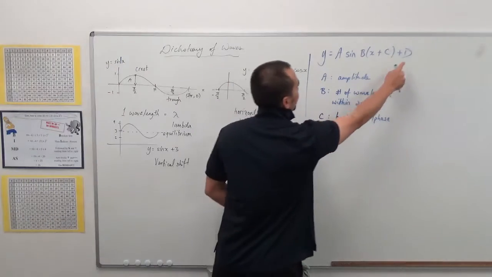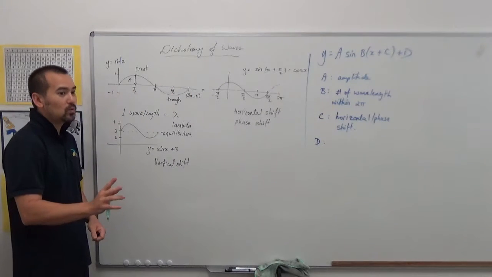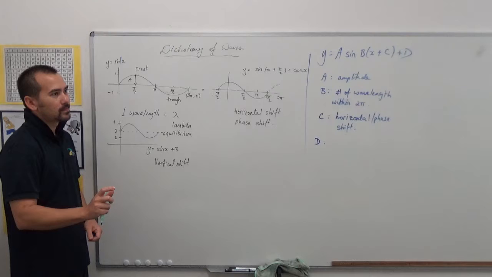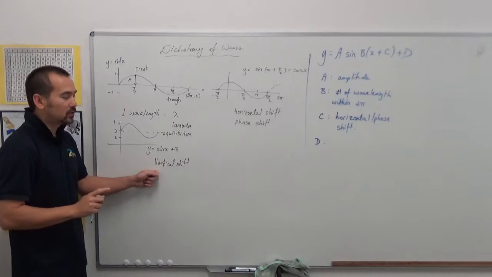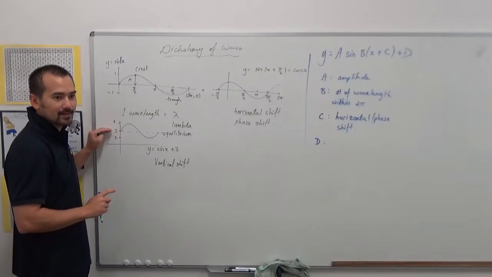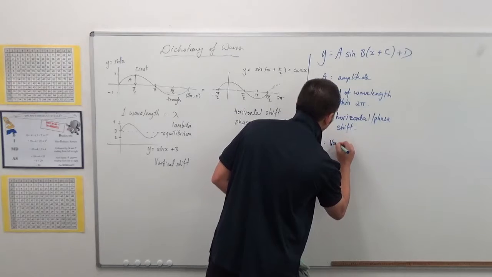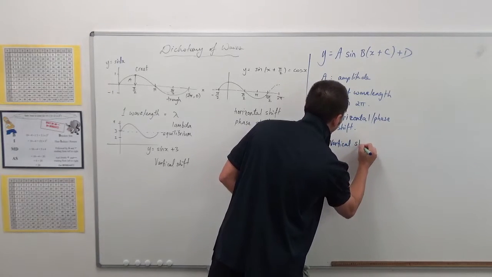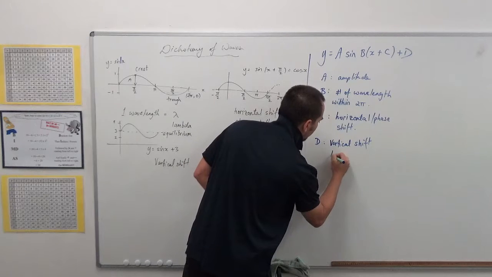And then we have d, which is the vertical shift. That is true. It's the vertical shift, and it tells you where the equilibrium is. So you're both correct. This is what we know as the vertical shift, and it tells us where the equilibrium lies.